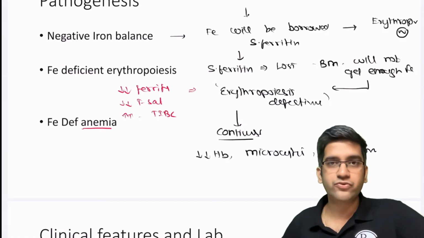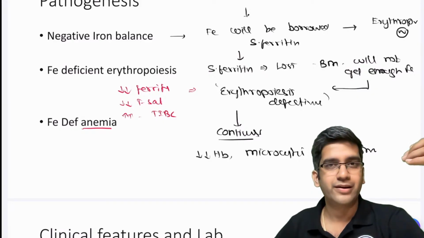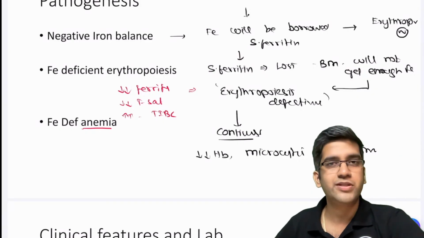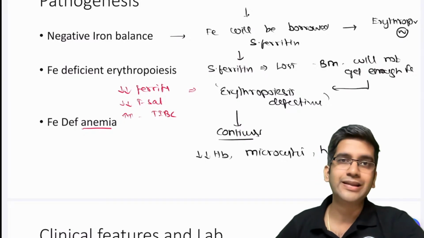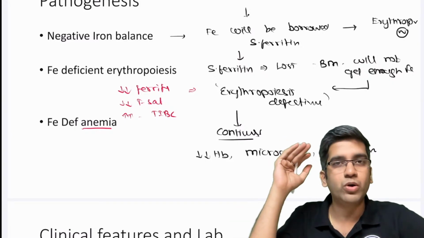These stages are a must for you to write if it's a long answer. For a short answer, just write simply reduced iron, not going to the RBCs enough or bone marrow enough. So obviously the outcome is going to be smaller RBCs with less hemoglobin. That's it, fine. Clinical features, write the entire thing, whatever you know.